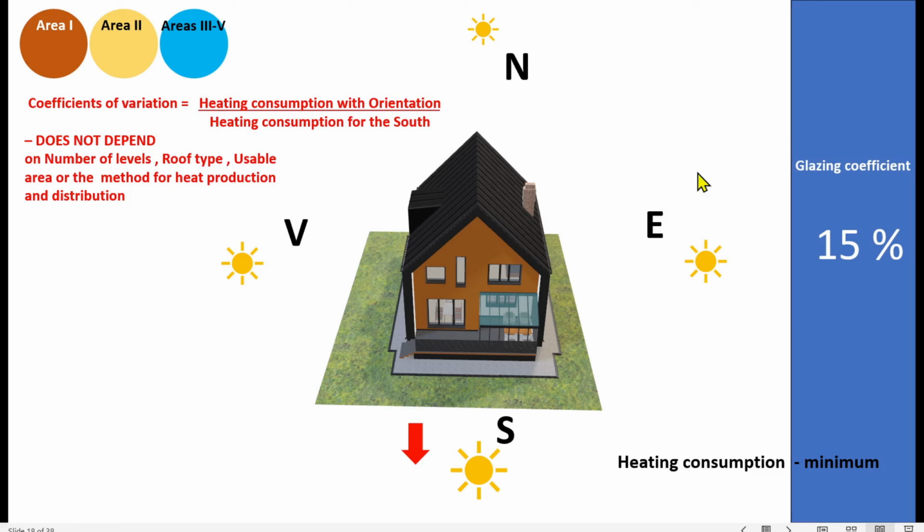For a certain glazing coefficient, which is the ratio between the area of the windows and the usable area of the house, if the main front facade of the house has a southern exposure, the final energy for heating has a minimum value due to the southern solar input. We will see how the coefficients of variation, which is the ratio between heating consumption with orientation over heating consumption for the south, depend on climatic areas and do not depend on number of levels, roof type, usable area, or the method for heat production and distribution.